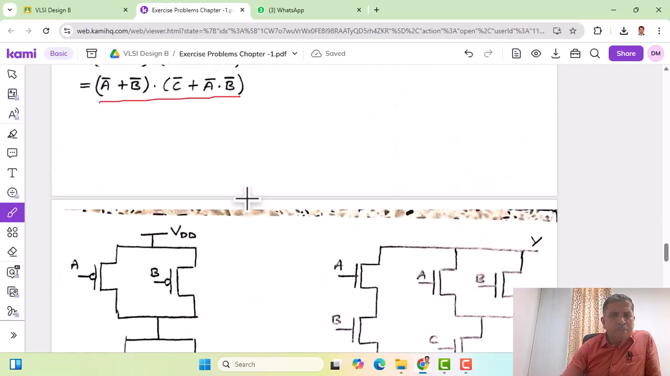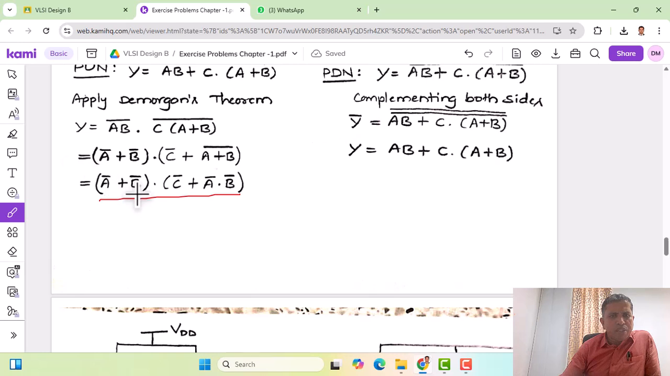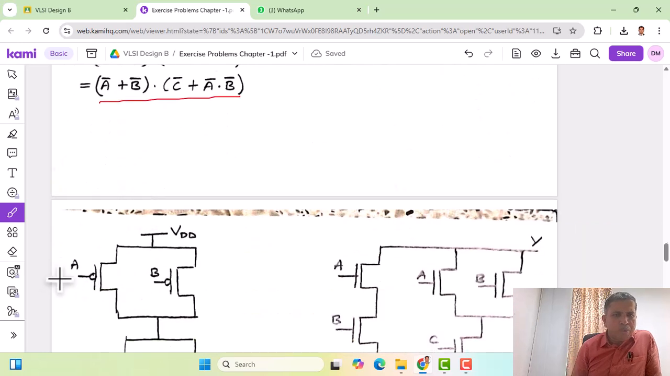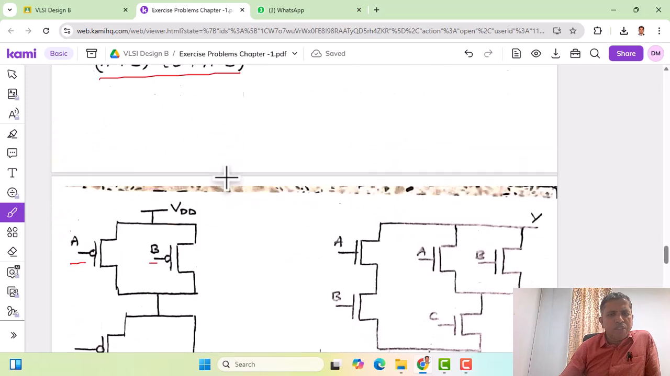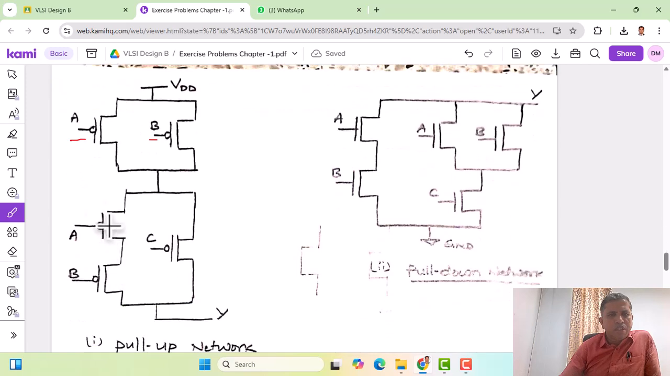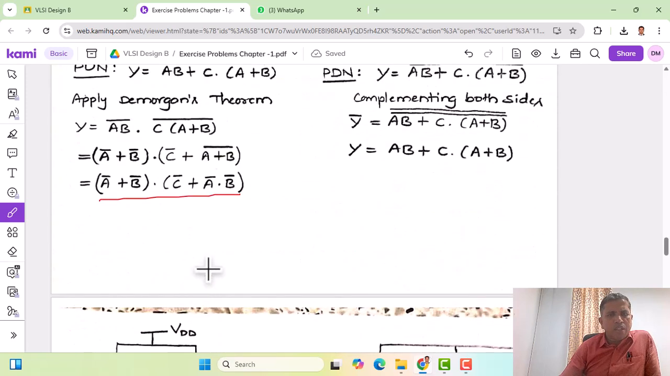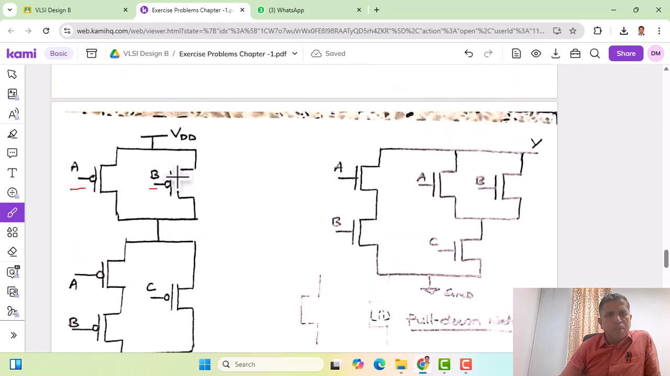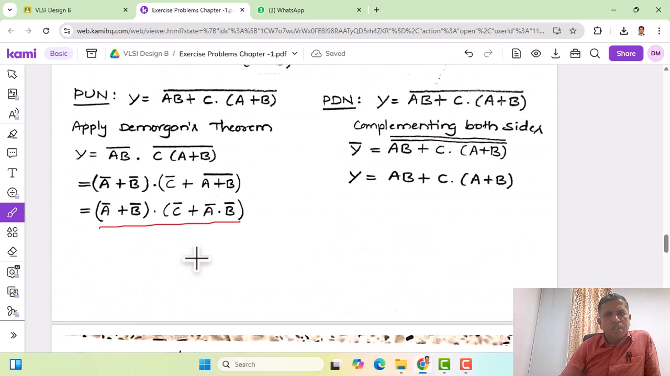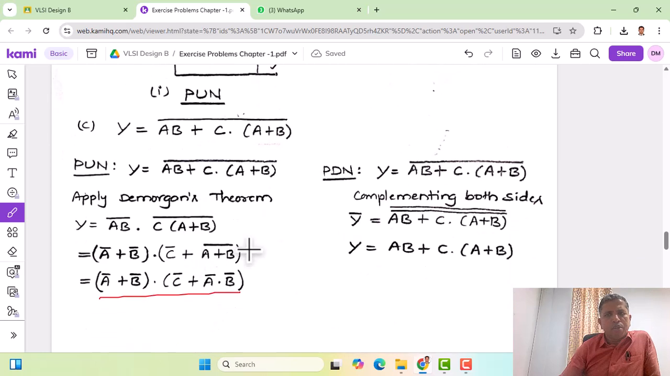So therefore we have here AB, which you can see they are in parallel, two PMOS transistors with A and B, and we have another structure, as we can see, AB which is in series. AB we have in series connection, and that is parallel with the C. So this forms the pull up network. Similarly we can also write the pull down network.